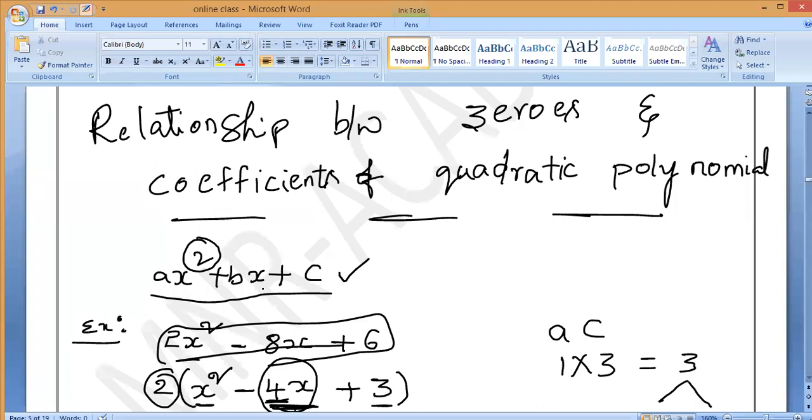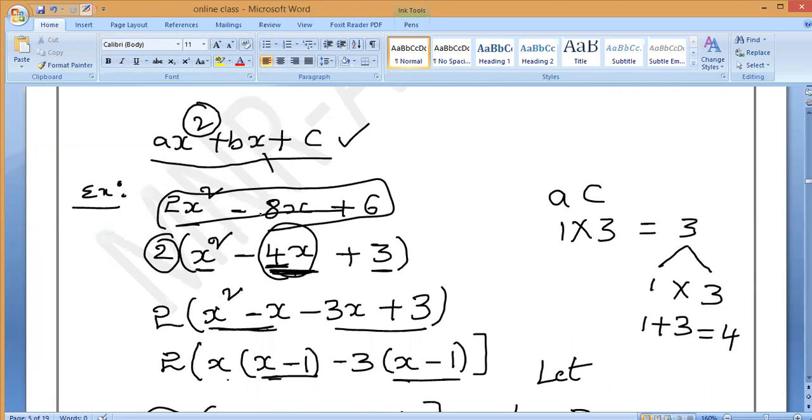In the same way I am writing one example for a quadratic polynomial. That example I am taking as 2x square minus 8x plus 6. You can take any example. With that example you have to prove the relationship between the zeros and the coefficients. That is our main purpose. So in these three terms you can see they are multiples of 2. Is it yes or no, all of you? Please respond. Yes, sir.